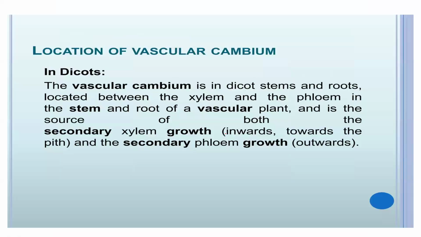So, location of the vascular cambium. Generally in dicots, it is present between the xylem and phloem. The vascular cambium in dicot stems and roots is located between the xylem and phloem in the stem and root of the vascular plant. It is the source of both secondary xylem growth and secondary phloem growth. Generally, from this vascular cambium, secondary growth takes place. It produces secondary xylem towards the inside and secondary phloem towards the outside.